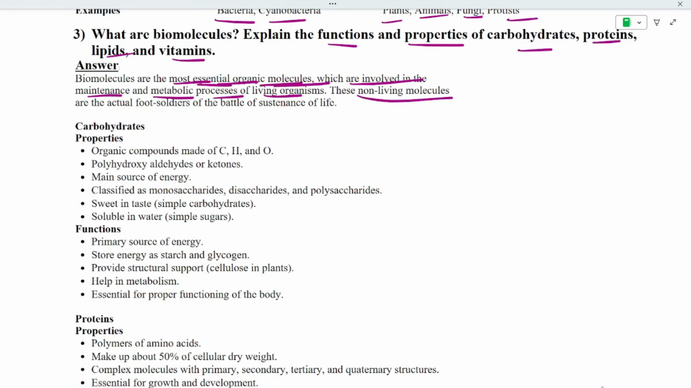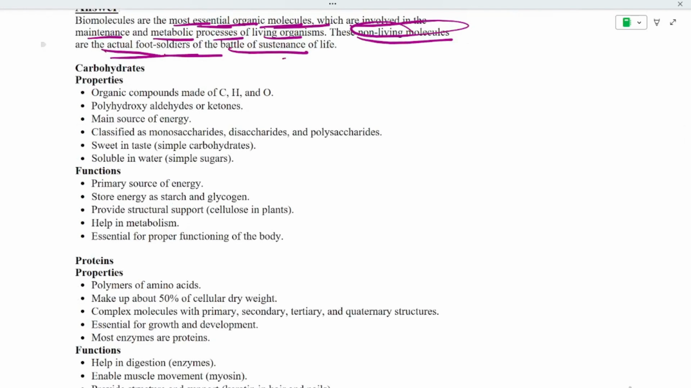Okay, these non-living molecules are the actual food soldiers for the battle of sustenance of life. They sustain life; the non-living molecules act as soldiers. Okay, next you can see the carbohydrates, which are organic compounds made of carbon, hydrogen and oxygen. Next, they are polyhydroxy aldehydes or ketones and are the main source of energy. They are classified as monosaccharides, disaccharides and polysaccharides. They are sweet in taste and soluble in water.